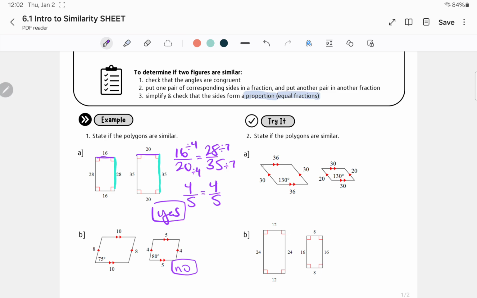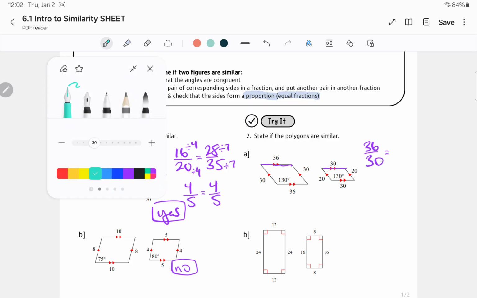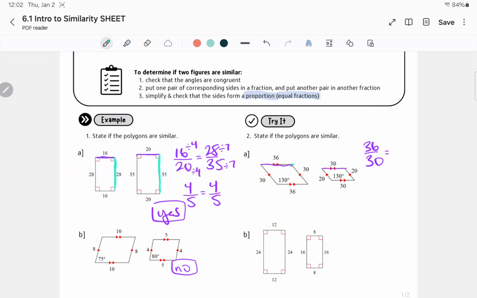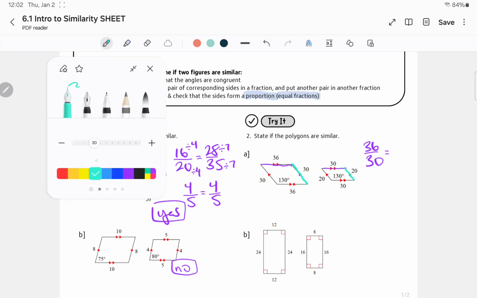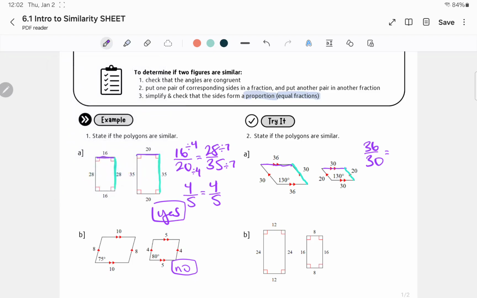So again, let's color code this. So my top is 36. That corresponds to 30. So it's going to be 36 over 30. And then the side here, doesn't matter which side, and that corresponds to 20, right? So my next fraction is going to be 30 over 20. Now, I have to simplify this.